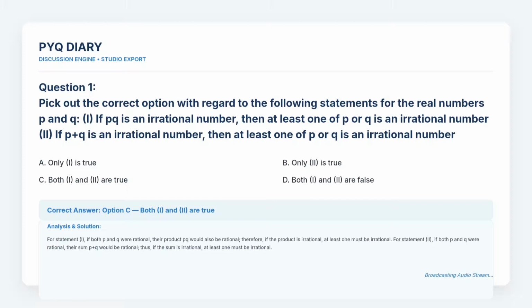Pick out the correct option with regard to the following statements for the real numbers P and Q. First, if PQ is an irrational number, then at least one of P or Q is an irrational number. Second, if P plus Q is an irrational number, then at least one of P or Q is an irrational number. The choices are A. Only 1 is true, B. Only 2 is true, C. Both 1 and 2 are true, and D. Both 1 and 2 are false. The correct answer is option C. Both 1 and 2 are true.